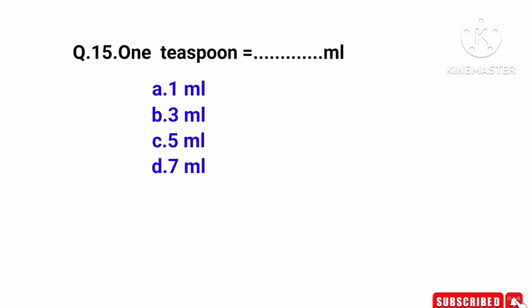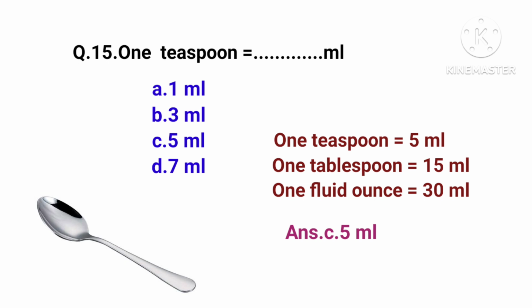1 teaspoon is equal to 1 ml, 3 ml, 5 ml or 7 ml. 1 teaspoon is equal to 5 ml, 1 tablespoon is equal to 15 ml and 1 fluid ounce is equal to 30 ml.